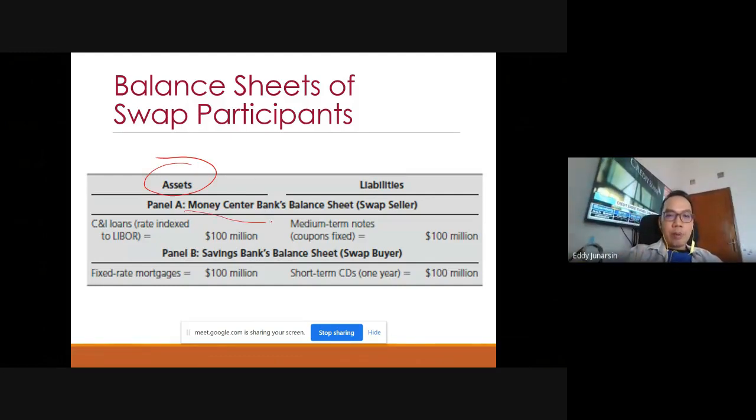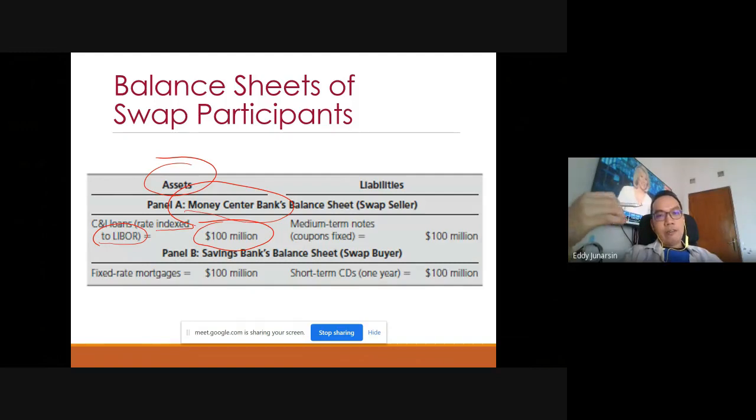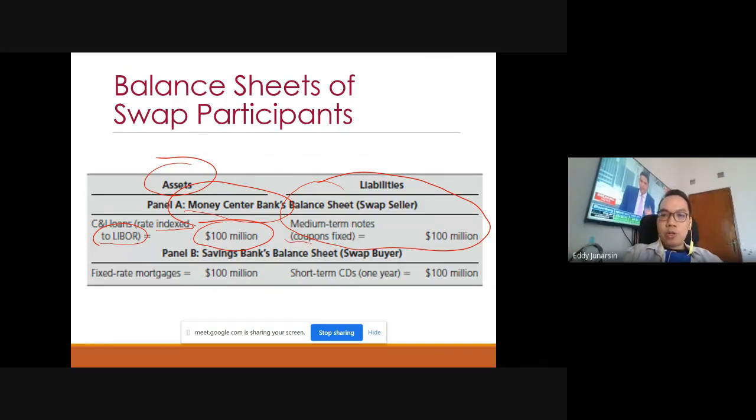this company here, Money Central Bank. The Money Central Bank is lending in total $100 million, and the return is indexed to LIBOR, right? So this is obviously a floating rate return, so variable rate return. However, if we see the financing side, actually this Money Central Bank is financed using medium term notes. So this is a fixed rate obligation, fixed rate debt or liability of $100 million.